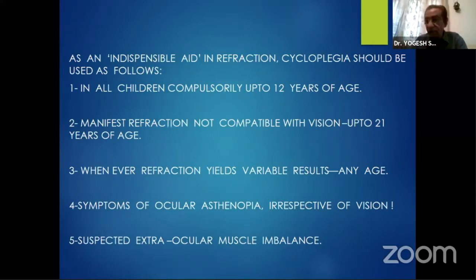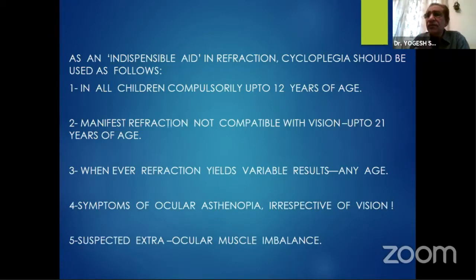And as I told you before, the post-cycloplegic refraction, the test is not compatible with the cycloplegic. You always use a higher cycloplegic. It is important. Whenever refraction yields variable results, what I told you, if you do 10 times an autoref or with your retinoscope with streak, you find every time there is a different variable result is coming. Always use a higher cycloplegia. Symptoms of ocular asthenopia, irrespective of vision.